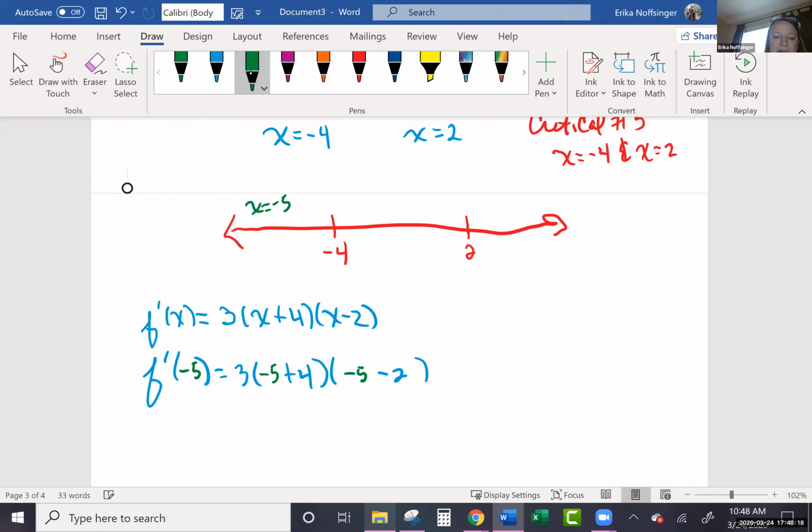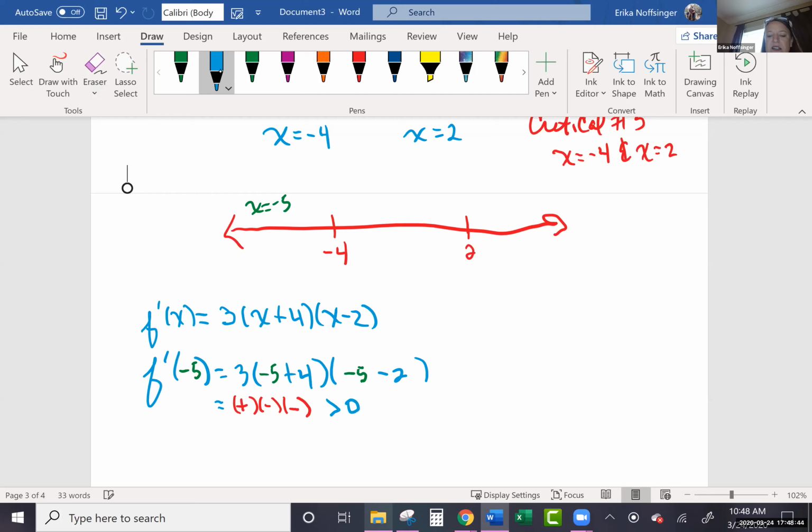I mean, these aren't bad numbers at all, but I can see that 3 is a positive number, right? All times negative 5 plus 4, which is a negative number. All times negative 5 minus 2, which is a negative number. And so if we think about multiplying positives and negatives, if I multiply 2 negatives and a positive, I know that this is greater than 0. And so this piece must be increasing here.